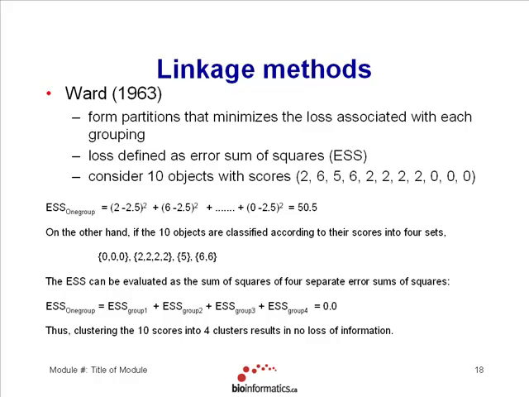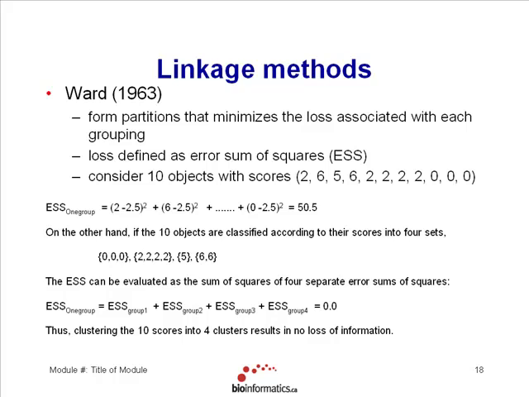Okay. And then another very nice method of linkage is called Ward, and this basically forms partitions that minimize what we call the loss associated with each grouping. So you can imagine if you group two groups together erroneously, you can have some loss function that describes the error involved in doing that. And this error is defined as the error sum of squares.